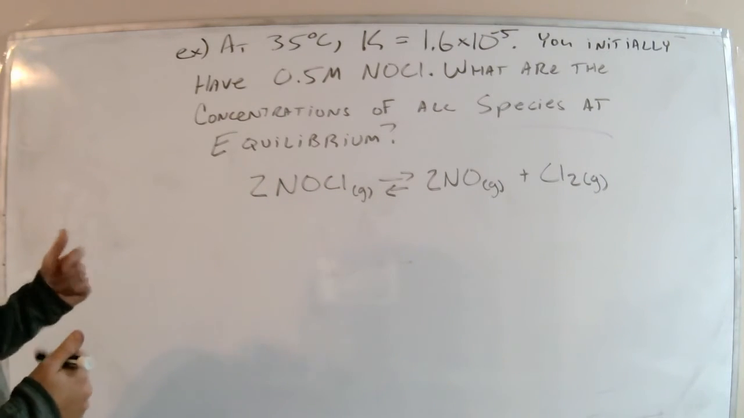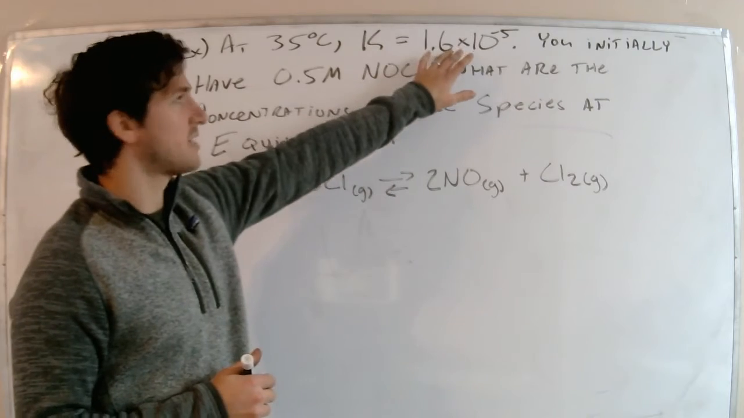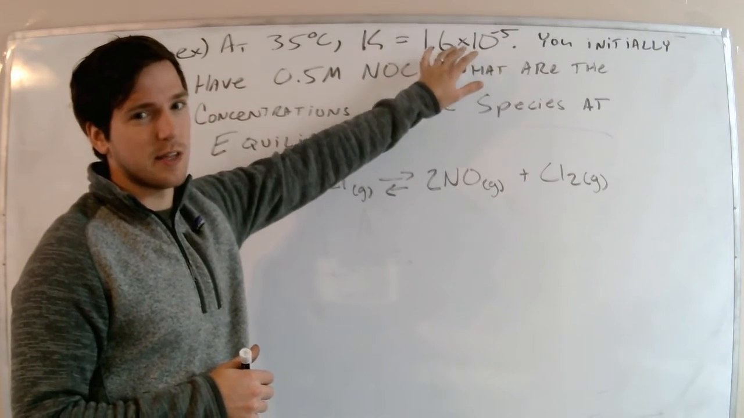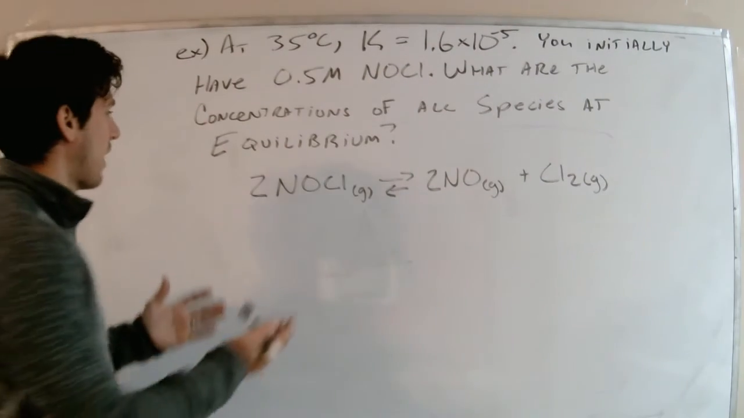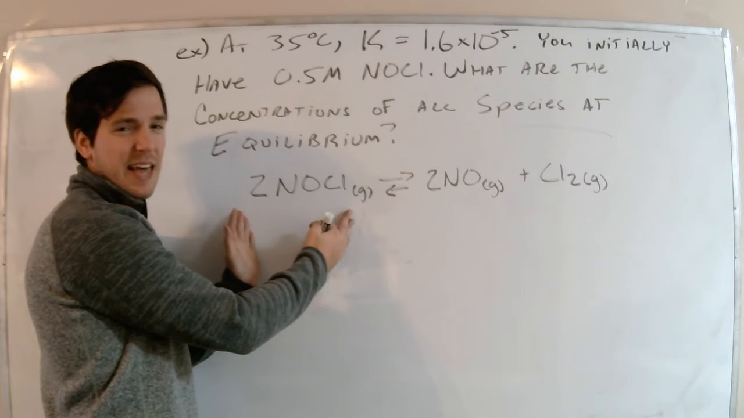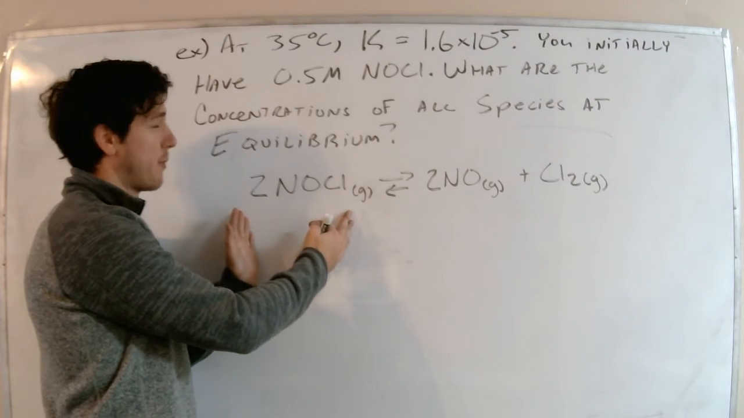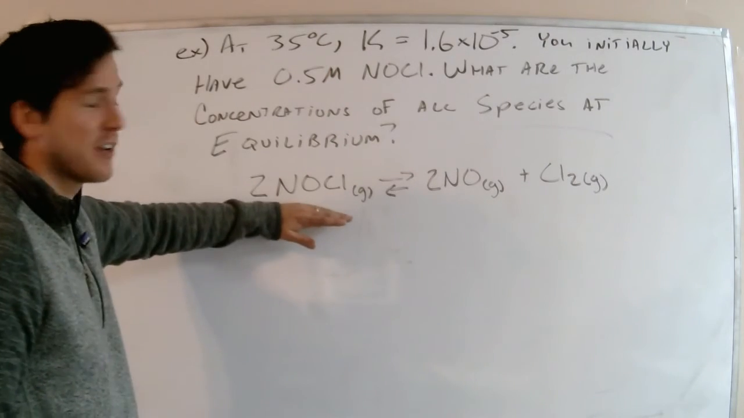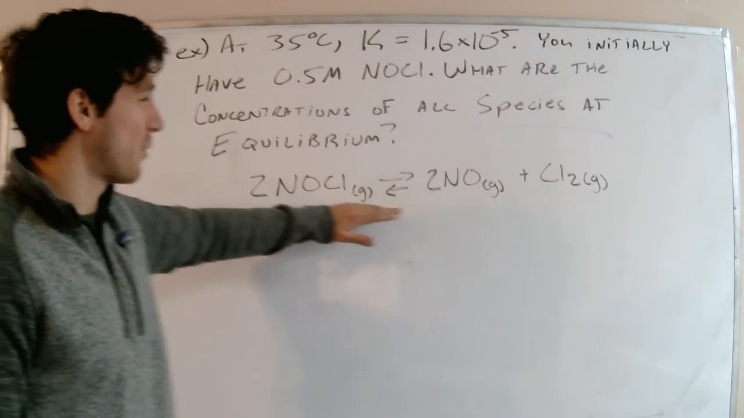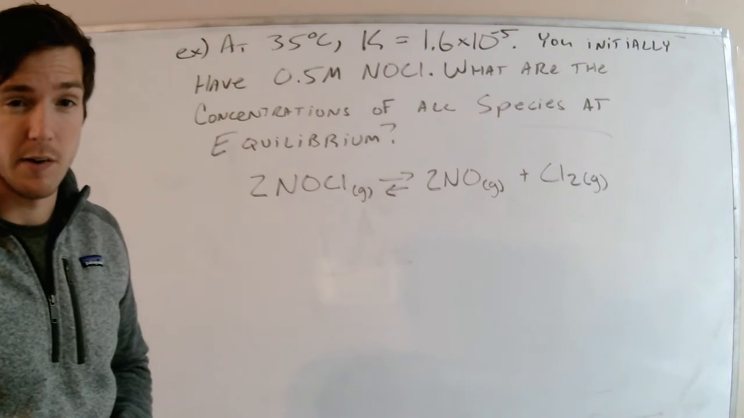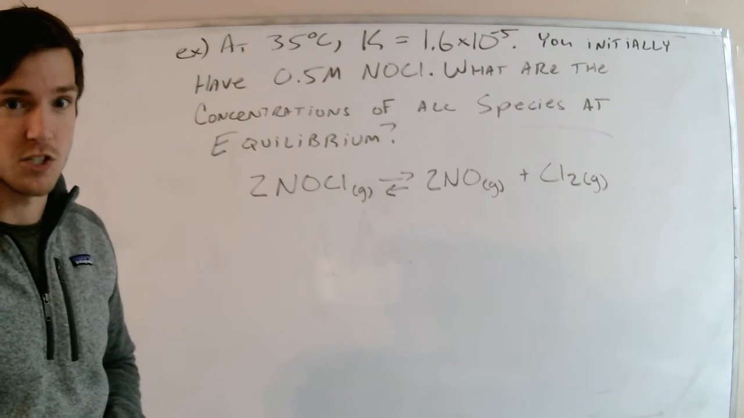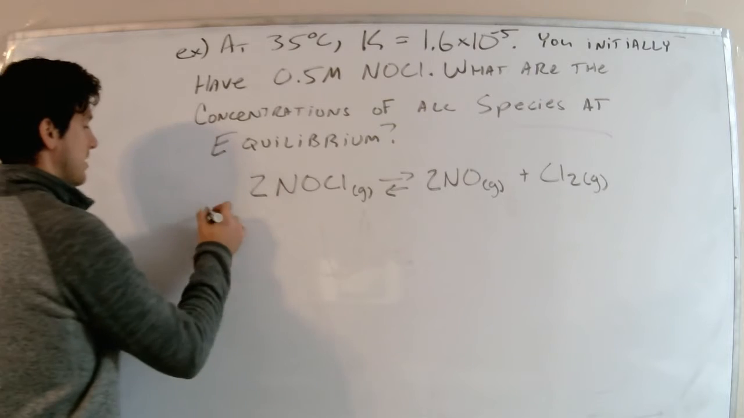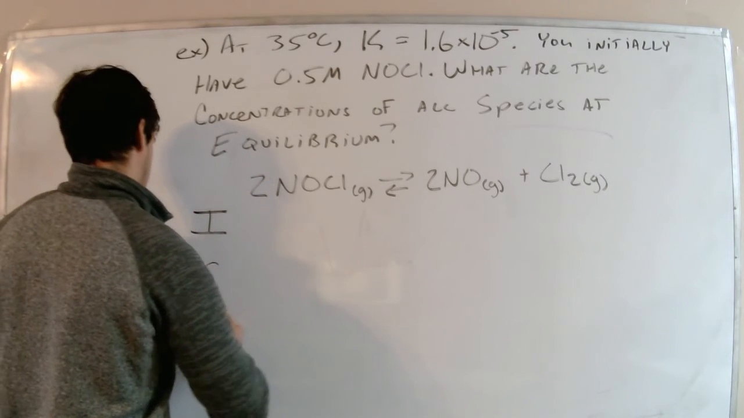Now, I want you to look at this K, and notice that it is a whole lot less than 1. That means this isn't going to produce a whole lot of products, right? It's really reactant favored. So this reaction isn't really going to shift right very much. That will come in handy here in just a little bit. But first, let's set up our ice table.